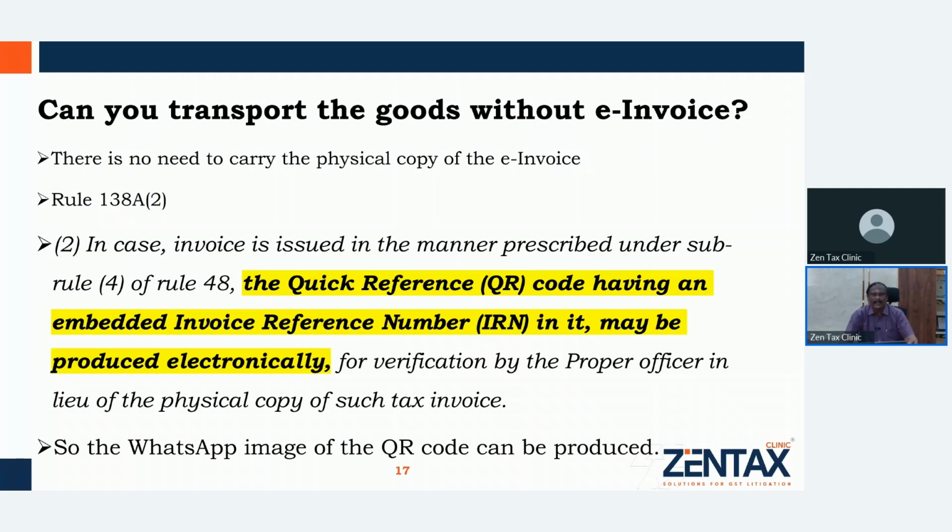So even the QR code can be given, or the embedded IRN. All these things can be given as a soft copy, or you can show them on the mobile whenever there is a vehicle interception. But you must have generated the e-invoice before the dispatch.